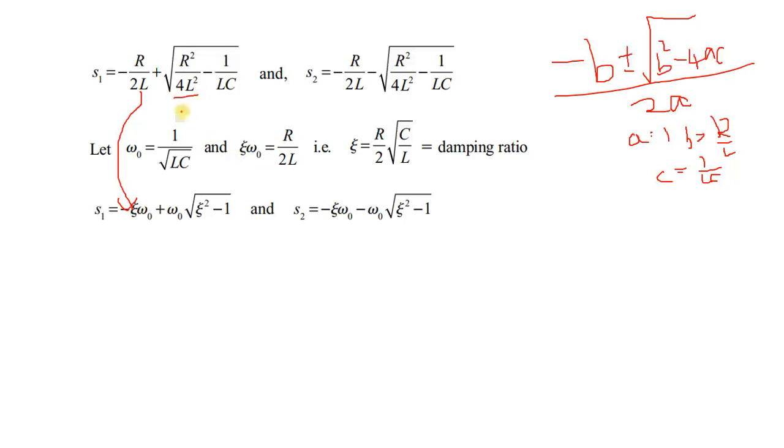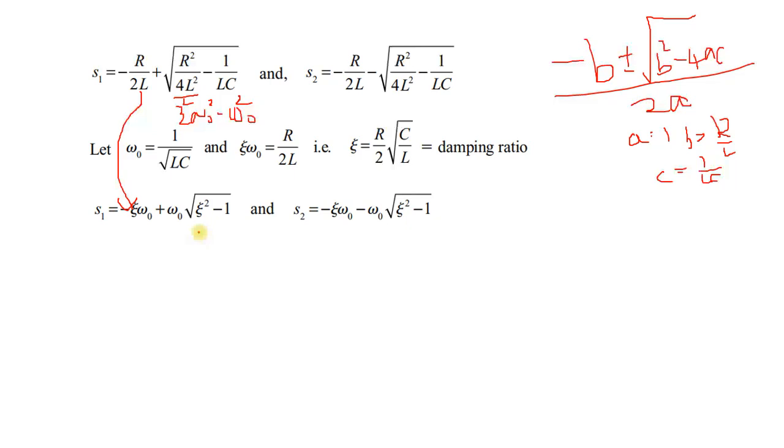So this term is replaced by zeta square into omega naught square. And similarly, 1 by root LC is taken as omega naught, so therefore it is rewritten as omega naught square. Now you take omega naught square outside, so from the root it should be only omega naught. Therefore, zeta square minus 1 remains in the square root term, so it is rewritten like this.